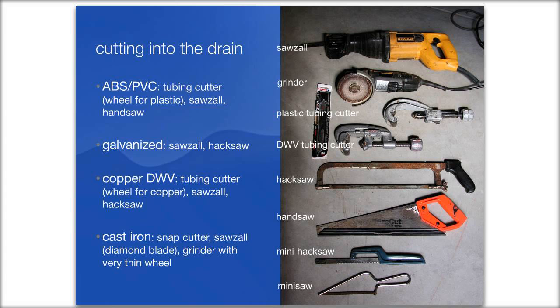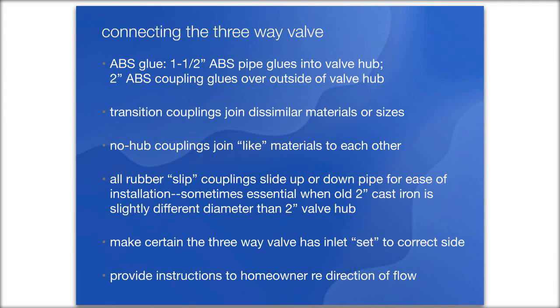And in cast iron, you would use a sawzall with a diamond blade in it, or some people like to use grinders with very thin wheels. That's kind of dependent on whether you have access all the way around the pipe to be able to maneuver the grinder all the way around. And then if you want to make a big investment, you could get a little mini snap cutter, but those are quite expensive. And the picture on the right just has labels next to the different types of tools, so you have an idea what they are.